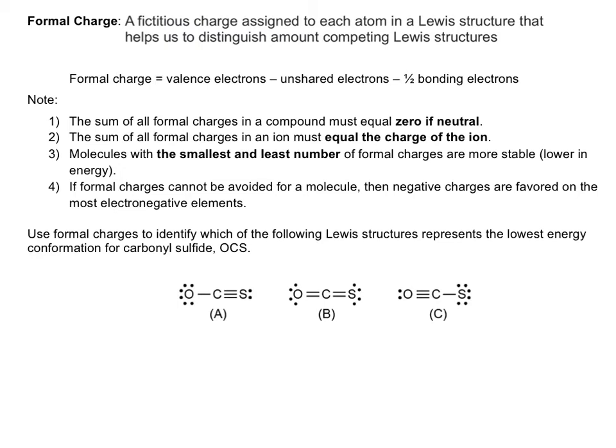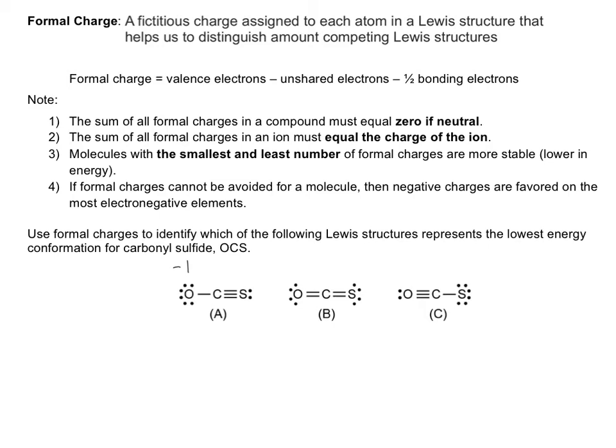Okay, so let's use formal charges to determine which of the following structures of carbonyl sulfide is the most stable or the lowest energy. All right, so let's start with oxygen. Oxygen has 6 valence electrons, and here it's got 6 non-bonding electrons and 1 bond. So that's going to count as 1 electron, even though there's 2 electrons in the bond. So this is going to be 6 minus 7. So the oxygen here is going to have a formal charge of -1.